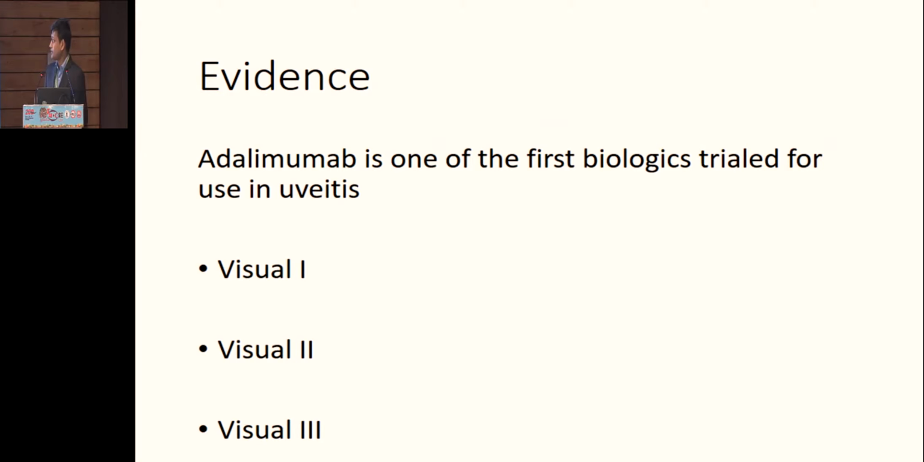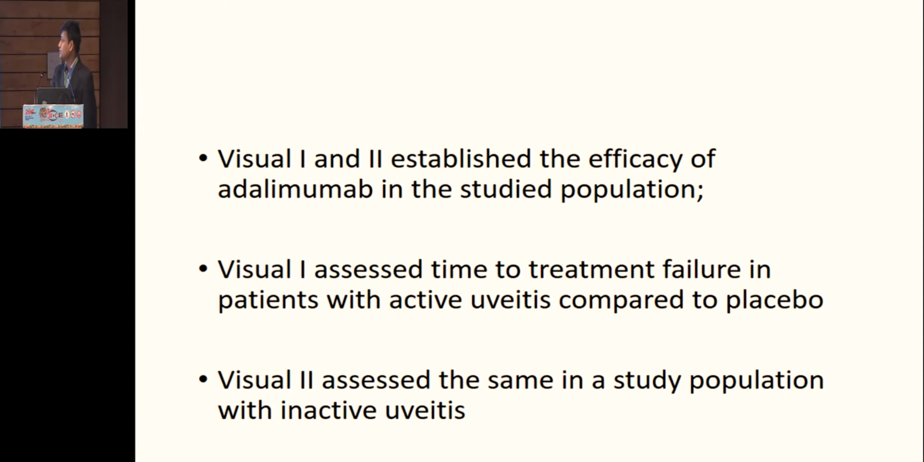Adalimumab is one of the first biologics trialed for use in uveitis. I don't think there are any large-scale studies that have researched other biologics. VISUAL 1 and VISUAL 2 were the prototype studies. VISUAL 1 recruited patients with active uveitis, whereas VISUAL 2 recruited patients with inactive uveitis. A subset of the patients who completed VISUAL 1 and VISUAL 2 were continued onto VISUAL 3, and it was meant to reflect real-world data. VISUAL 1 and 2 established the efficacy.